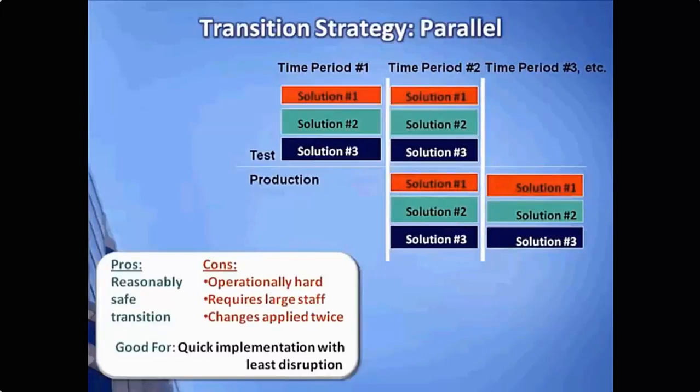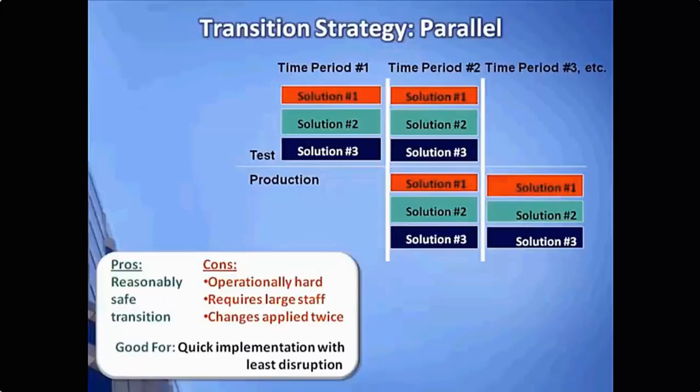Here's the parallel transition strategy. The parallel approach provides much less risk than the other two approaches. With this approach, we are going to operate two complete solutions in parallel. The major benefit of doing this is purely that of low risk and safety. There are obviously many cons with this approach in terms of, it's expensive.